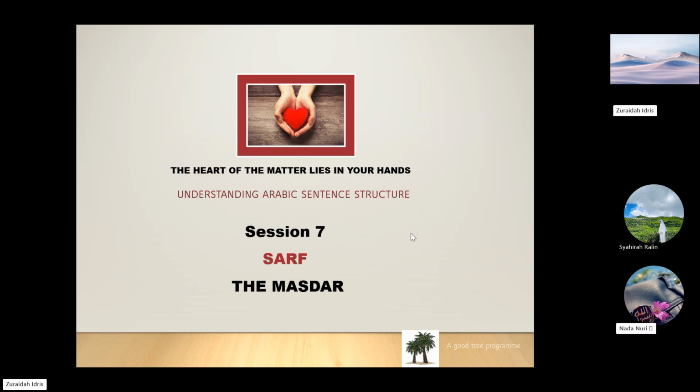So this is the Masdar, the main noun, and we have two schools of thought. One is that verbs come from the Masdar. The second school of thought is that the Masdar comes from the verb. And we will see it actually depends on the noun itself. Sometimes it comes from the verb, sometimes the verb is derived from it. So we will see this, inshallah.